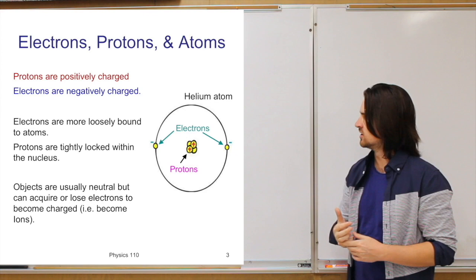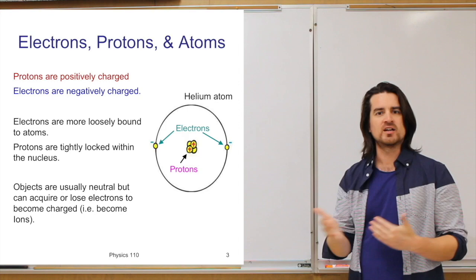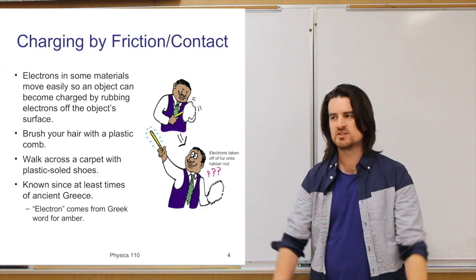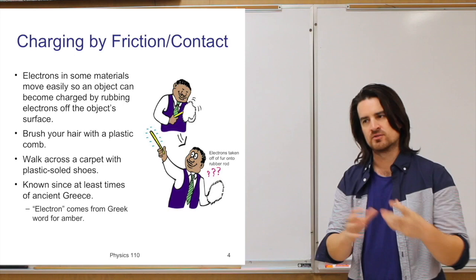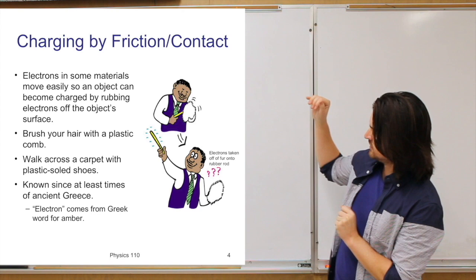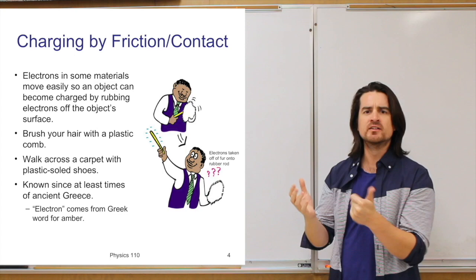So atoms are generally electrically neutral, but they can pick up or lose electrons and become ions, as we discussed before. So the fact that those electrons are somewhat easy to pull off some atoms and put onto other atoms means that we can cause objects to become electrically charged. So, for instance, in this picture, you've got a guy with a rubber rod, or maybe a plastic rod, and a piece of fur.